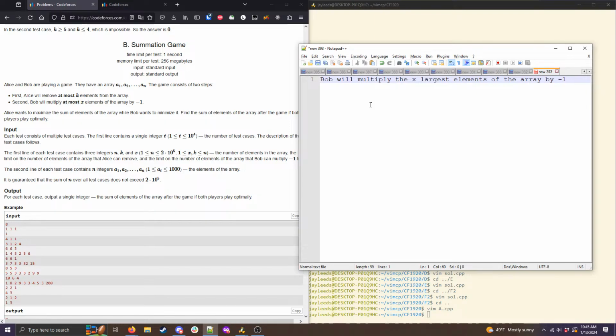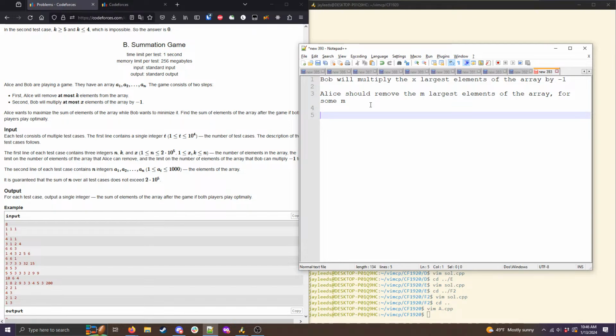So the key observation is that Alice should remove the, we already used x as a variable, the m largest elements of the array for some m. And the way we can show this, I'm going to work through the proof fairly informally, but you can fill in the details without too much trouble.